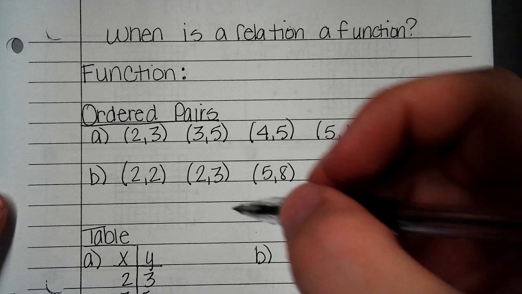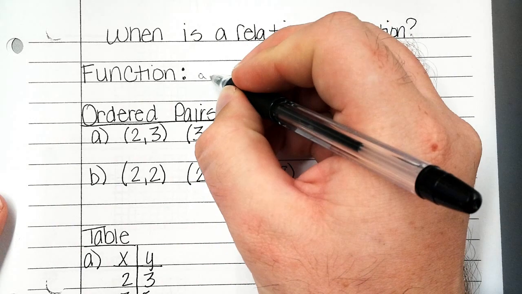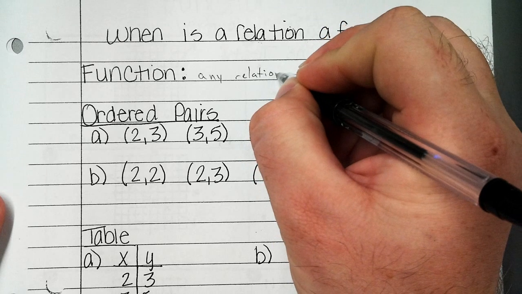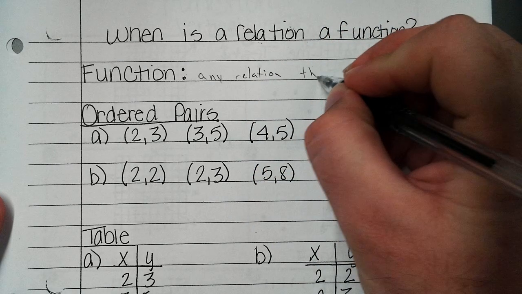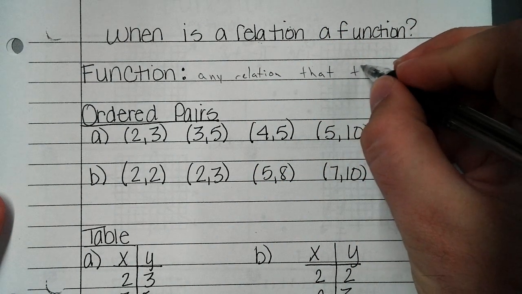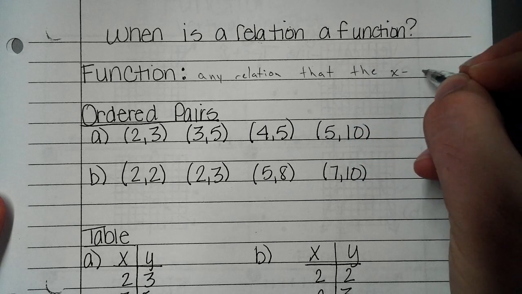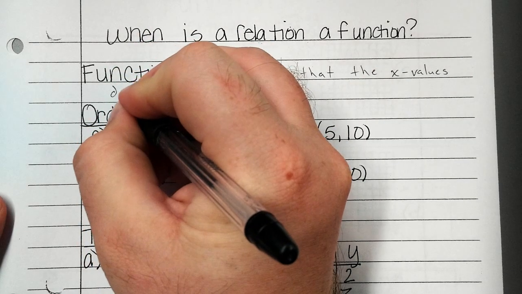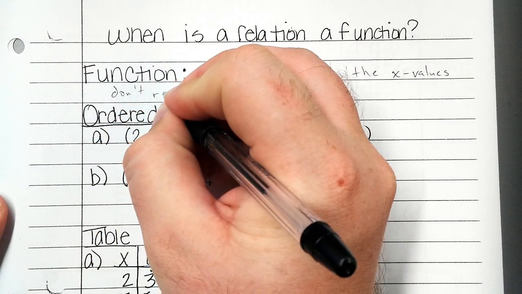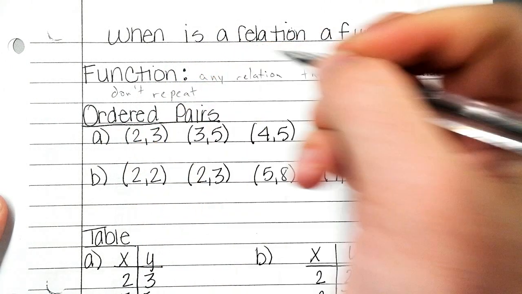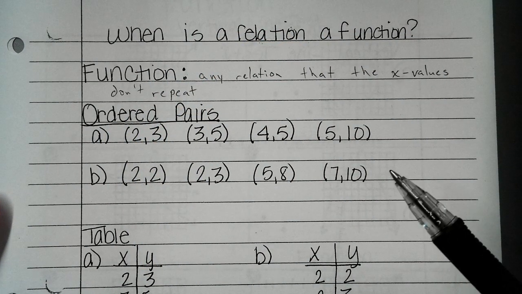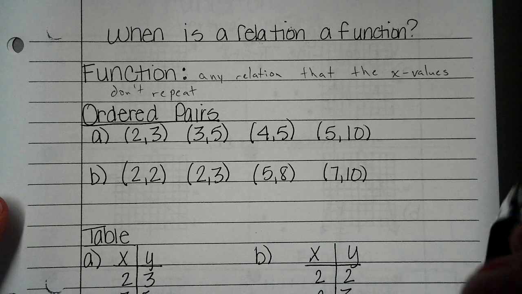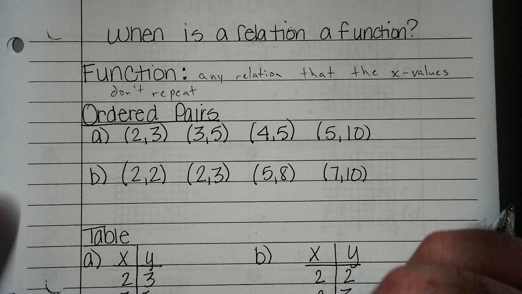Now we know a function is any relation that the x values don't repeat. Basically, every time you have an input, you'll always get an output. You can have a different amount of inputs, and you're going to get a different output.